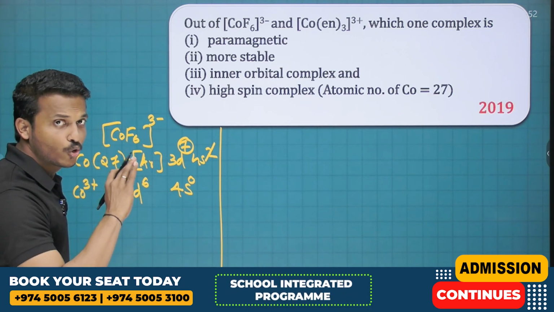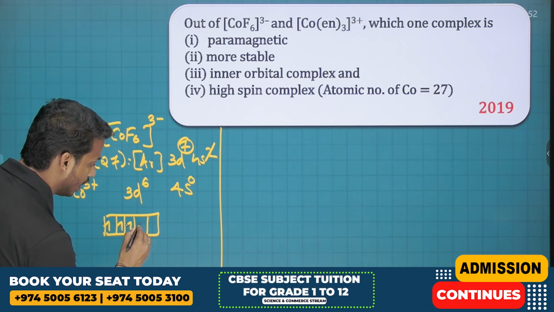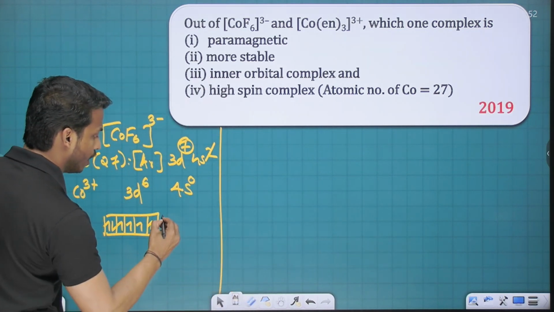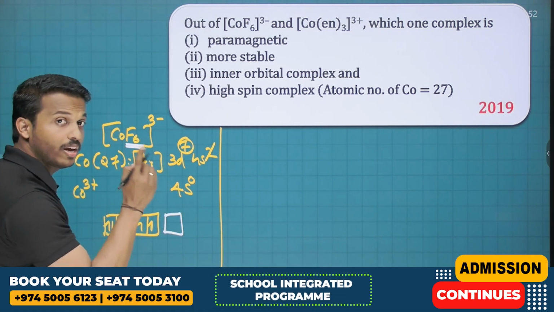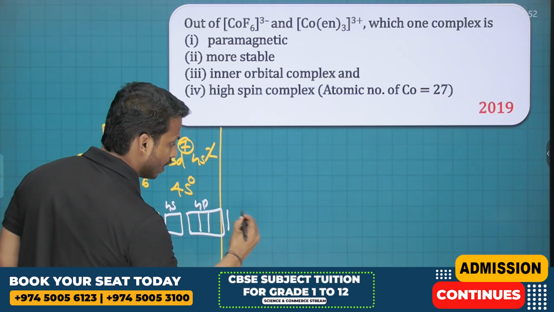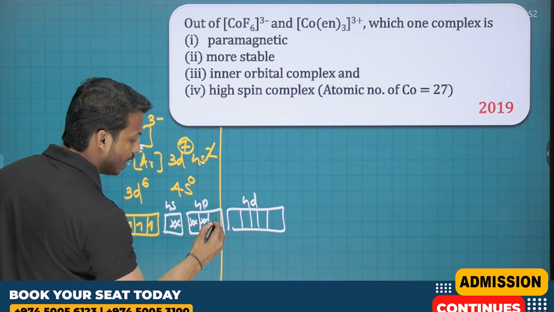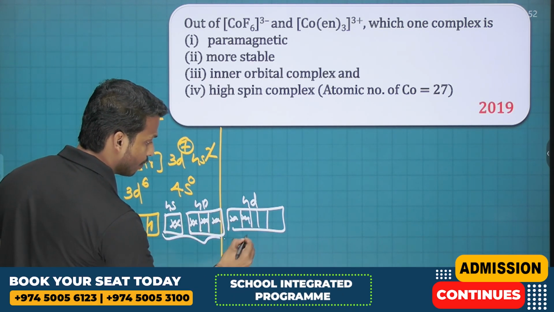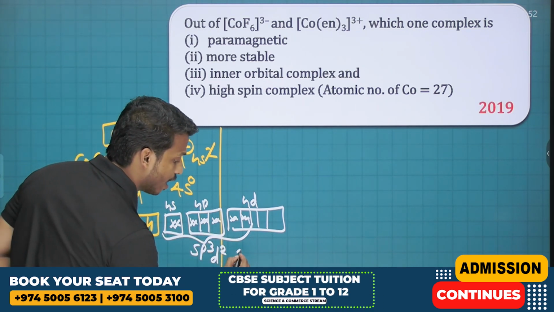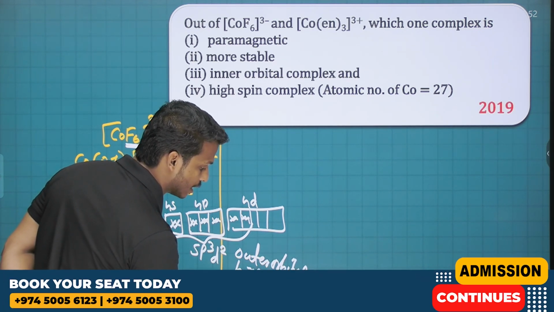Fluorine is a weak ligand, so no pairing happens. So how can d6 electrons occupy, my dear? 1, 2, 3, 4, 5, 6. Correct. And what is the hybridization? Can you tell me? 4s is free. Total 6 ligands we have to accommodate, so 6 orbitals we need. So 4s is free, 4p is free, and after 4p, 4d also we can take. So 1, 2, 3, 4, 5, 6. What is the hybridization? sp3d2. You know, sp3d2 is octahedral and an outer orbital complex, right? Outer orbital complex and high spin complex.